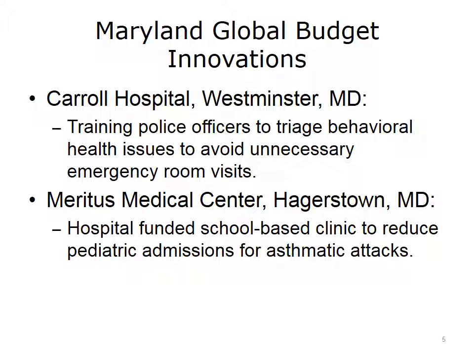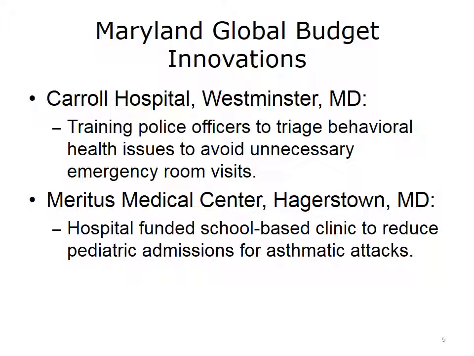One was at the Carroll Hospital, located in Westminster, Maryland. They reallocated monies from their global budget to train police officers to triage behavioral health issues to the appropriate behavioral health provider, instead of first sending them unnecessarily to the emergency room at Carroll Hospital. Historically, if Carroll Hospital spent monies to train these police officers, they would not only not be reimbursed for the training, but they would also lose the revenue from the emergency room, ER, a "lose-lose" proposition.